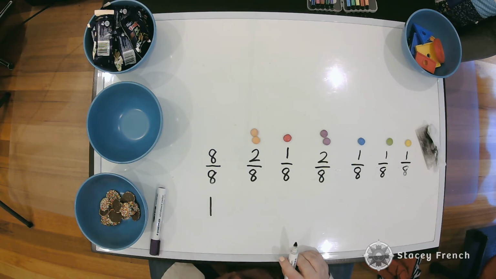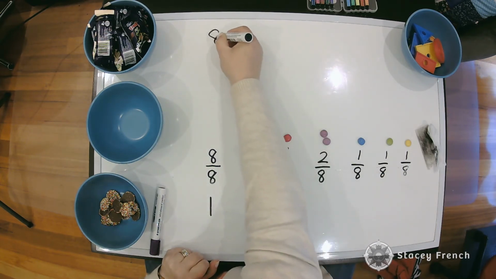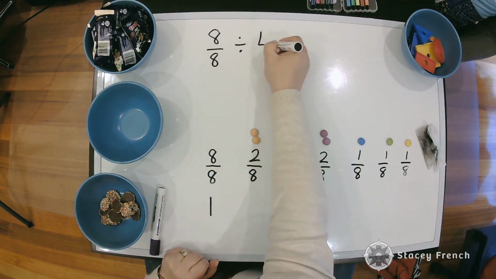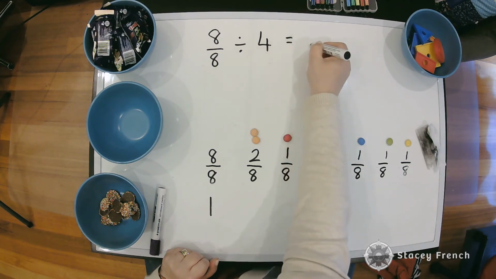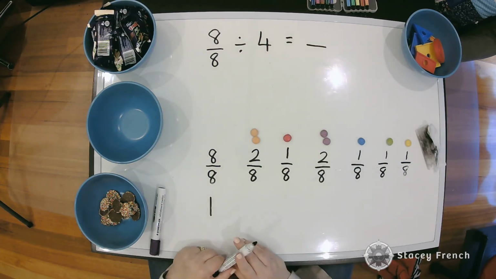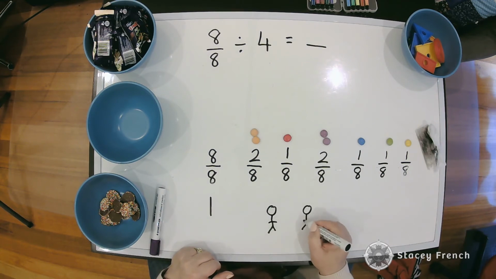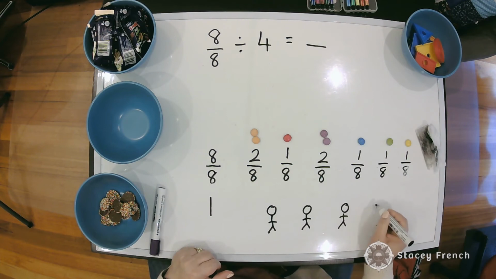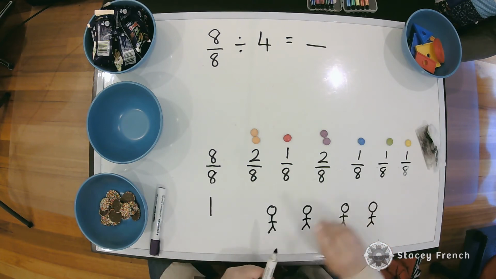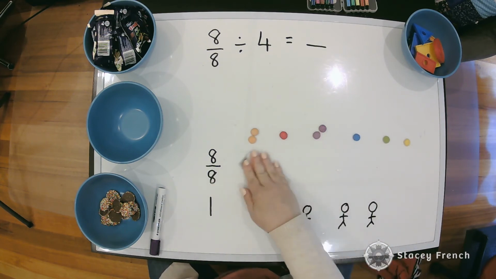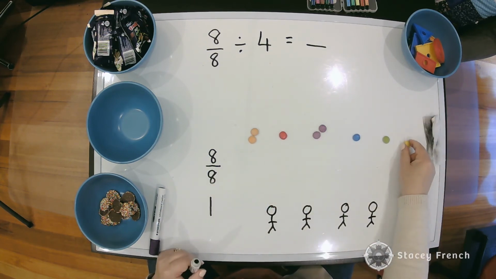What if I wanted to share my Smarties between 4 people? In other words, I wanted to take my whole group and share it or divide it between 4 people. How would I get that answer? Well, let's draw our 4 people. 1, 2, 3, 4. 4 people. And we're going to divide this group of Smarties between those 4 people.